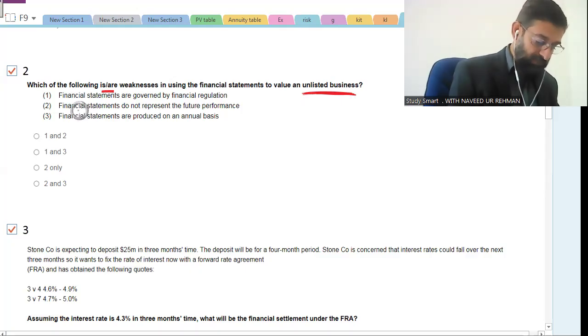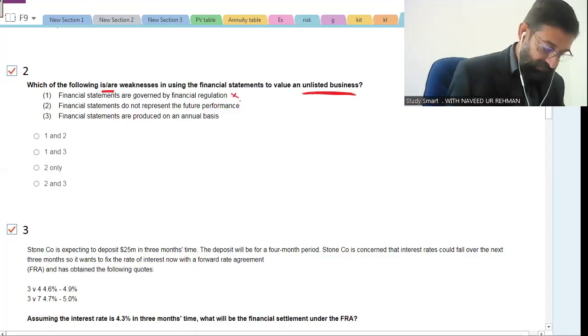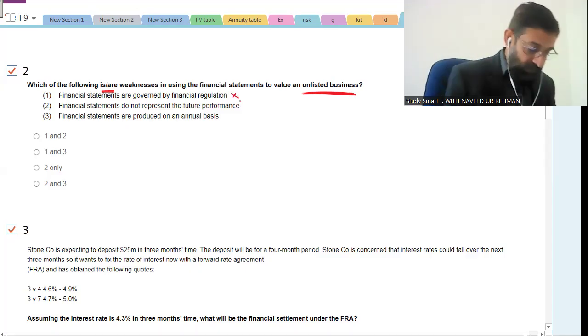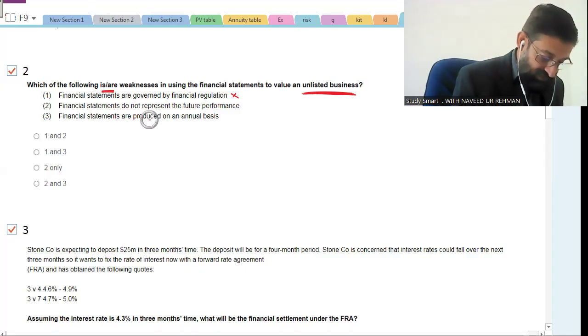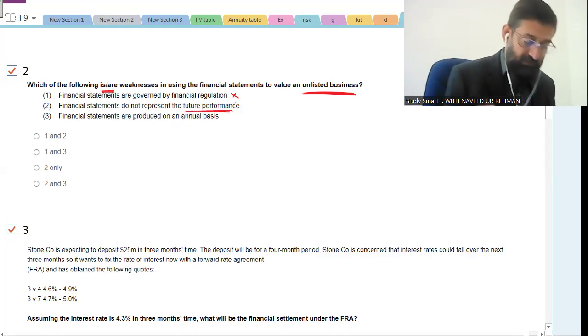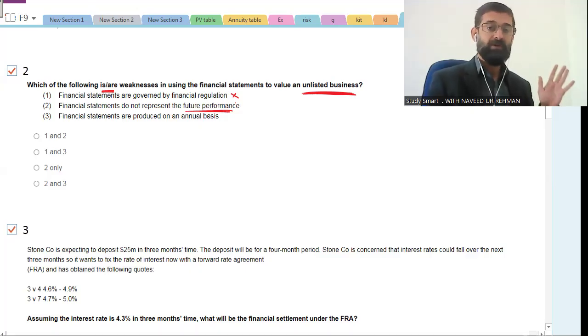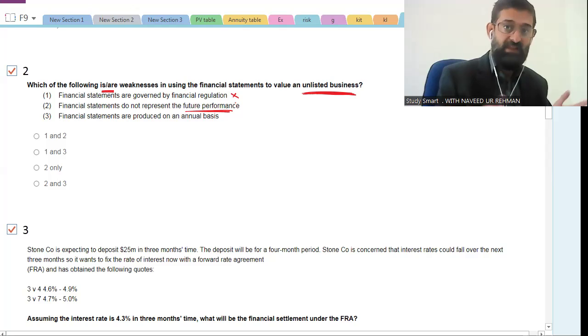Now, if you see the requirement, the financial statements are governed by financial regulation. Well, this is not a weakness. Okay. This is not a weakness. So let's eliminate this one. Then it says, financial statements do not represent the future performance. This is true because the financial statements are basically backward looking, right? You have the past results and you basically compile them together to make a summarized financial statement, right?